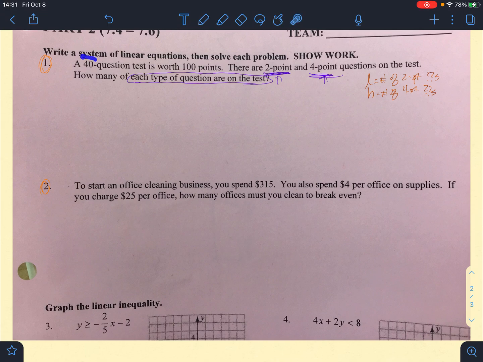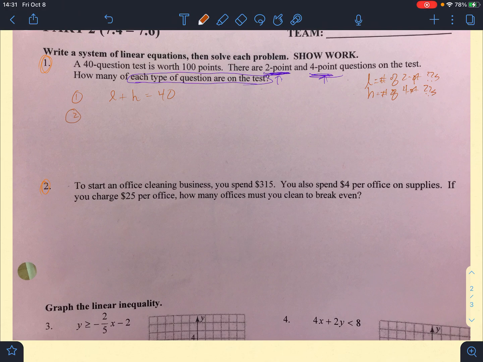One piece of information at a time. There's 40 questions on the test. Notice I'm only going after the first 3, 4 words in the question. Equation 1: the number of 2-point questions plus the number of high-point questions is 40. Yes, there are 40 questions on this test.